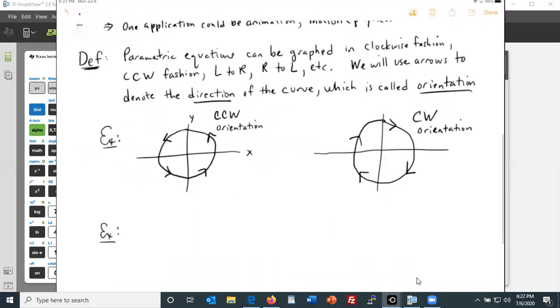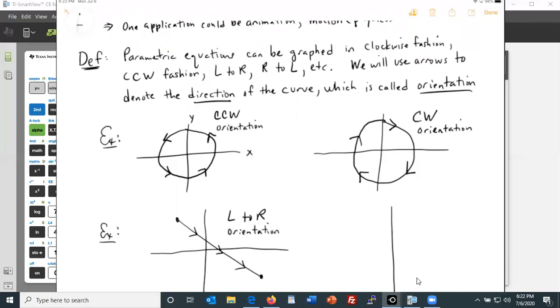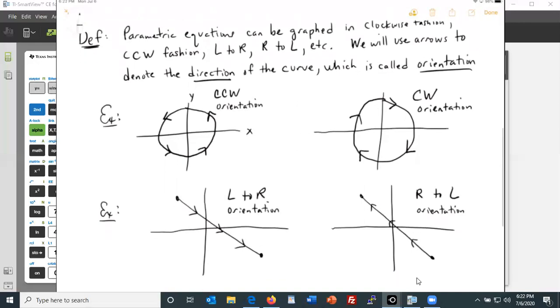Another example. All right, it's not always going to be a circle that's going to be traced. It could be a simple line. Let's say the line goes from that point to that point. Well, here, if the arrows go like this, it would be a left to right orientation. But I could also sketch that same line so that the animation sketches it from right to left. All right, so I'll give you a minute there to get caught up.